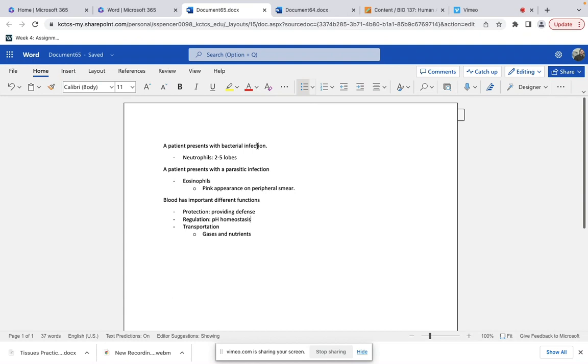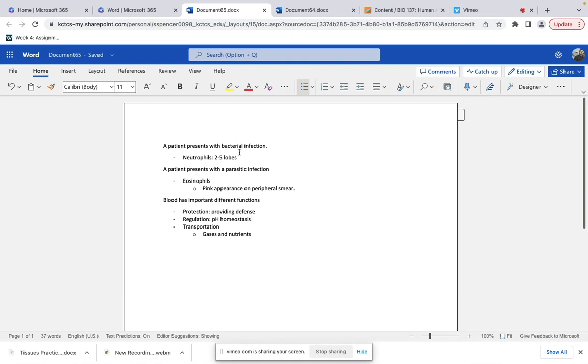So, a patient presents with a bacterial infection. It doesn't matter the clinical vignette that I give you. I could say that he's got strep, staph, he's got Yersinia pestis. It doesn't matter what he has. All it matters is that I say the word bacteria. It's a bacterial infection. So, you need to know that the primary immune cell that's going to respond is going to be neutrophils. Neutrophils are going to be the primary white blood cell that responds to those. And we can recognize neutrophils on peripheral smear by the presence of 2 to 5 lobes. Again, I want you to know that bacteria, neutrophils, right?